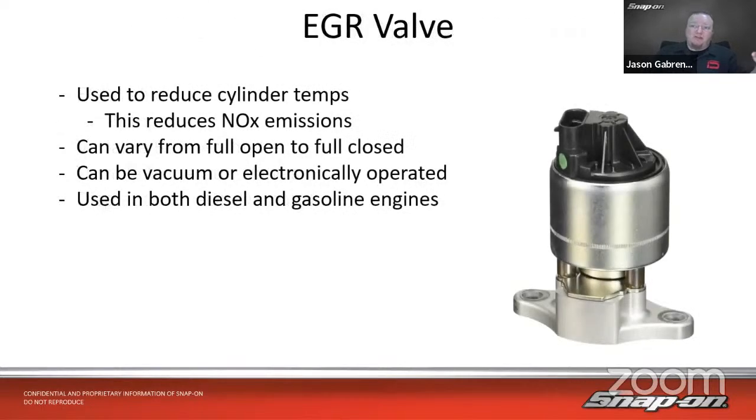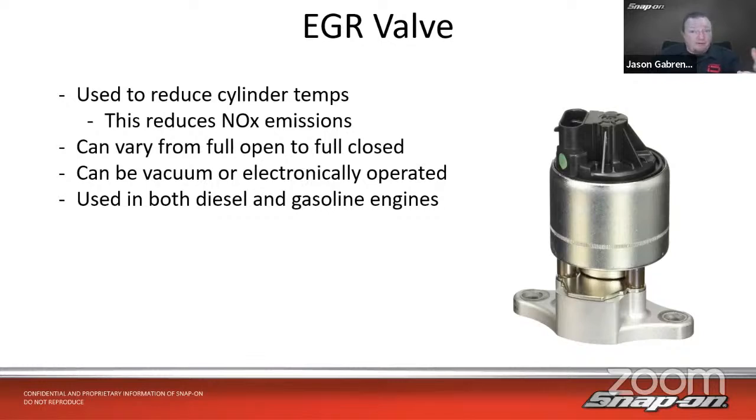So first off, the EGR valve. And as I said, that's probably the most common one out of all of these systems on this list. It stands for exhaust gas recirculation. So it does what it says on the tin, it recirculates exhaust gas back into the intake. And it uses that to reduce cylinder temps because it's putting that inert exhaust gas back into the combustion chamber. Reducing the cylinder temps helps reduce the NOx emissions. Now, there's some trade-offs with that as well, but it does its best to reduce those NOx.